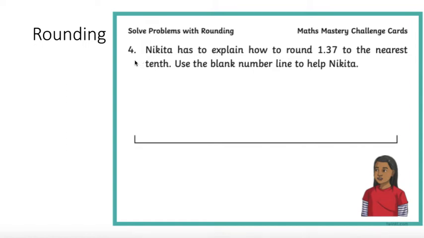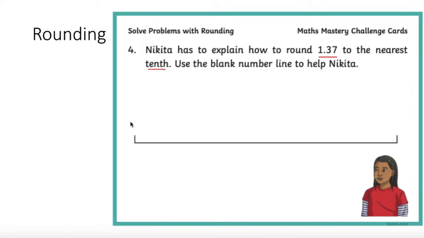This time Nikita has to explain how to round 1.37 to the nearest tenth. You're rounding it to the nearest tenth, you're rounding it to one decimal place. Use the blank number line to help Nikita.